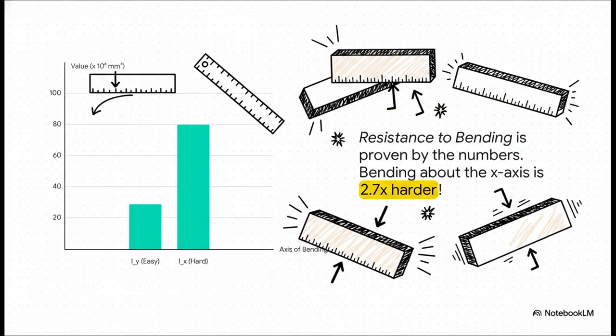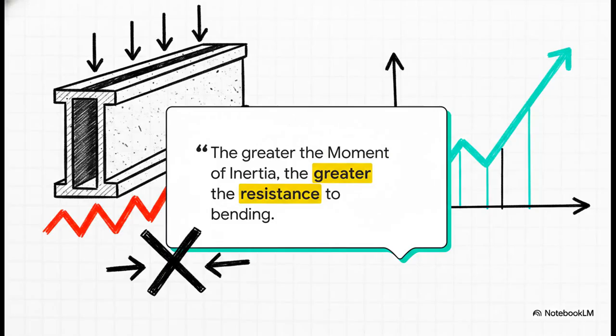And this brings us right back to our numerical example. It's not just a feeling, we proved it with math. Remember how we calculated IY, the easy way to bend, was only 28.8 million, and IX, the hard way to bend, was 80 million? The number for IX is nearly 3 times bigger. The math perfectly explains what you feel with the ruler. The rectangle is much, much stiffer about its strong x-axis because its moment of inertia about that axis is so much higher.